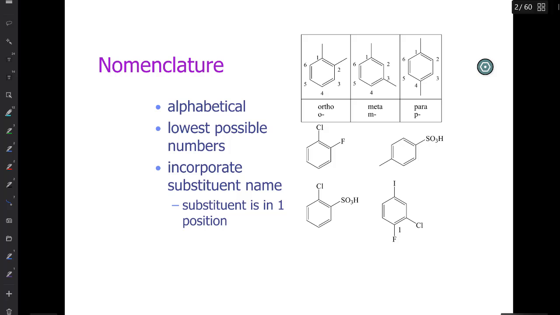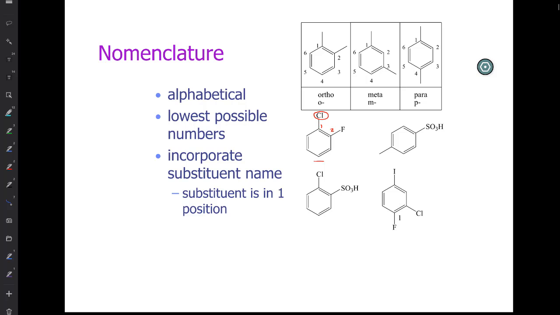If the name of the ring incorporates a functional group like sulfonate, for example, that functional group is in the number 1 position. So if you look at the compound here on the left, what we know is that we have a chloro and a fluoro group. Because chloro comes before fluoro alphabetically, this would be the number 1 carbon and this would be the number 2 carbon. So there'd be a 1-chloro, 2-fluorobenzene.